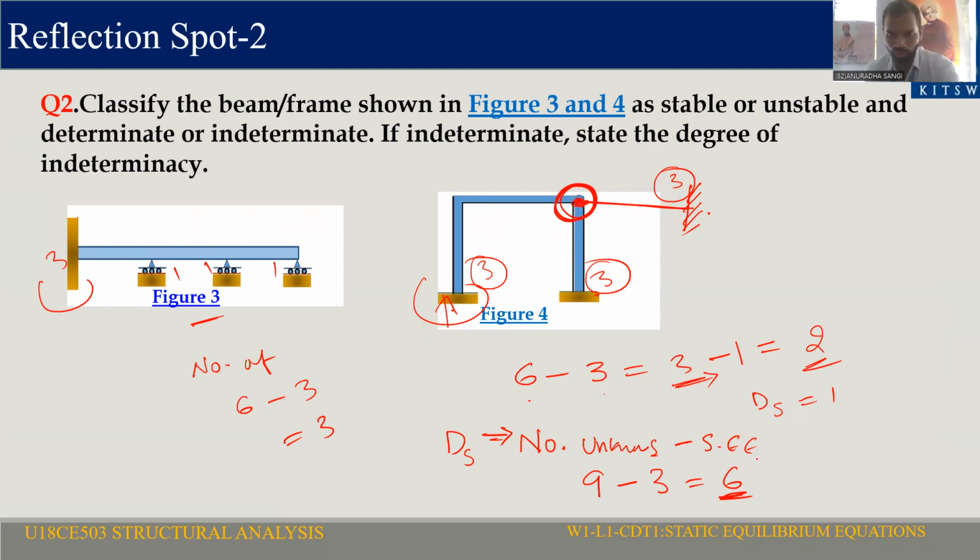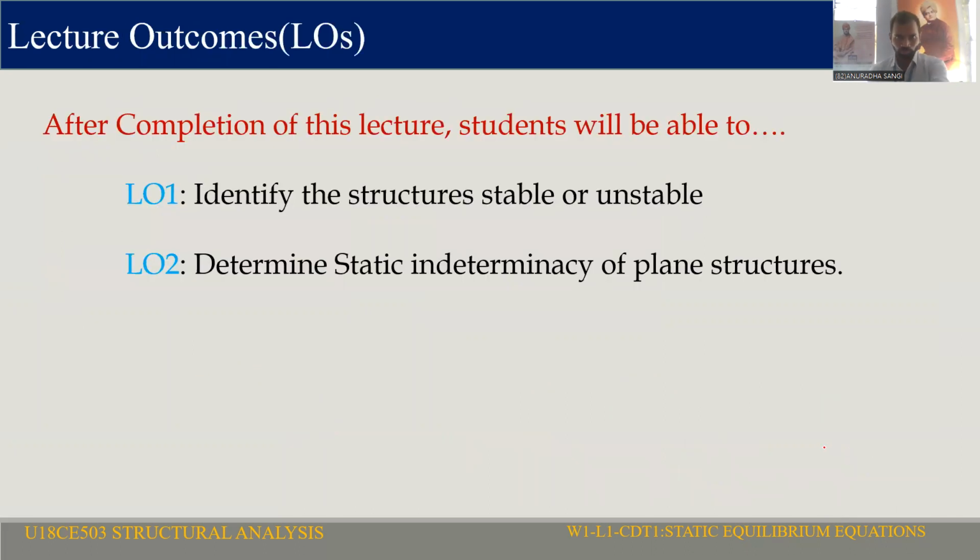For the internal hinge, we have a formula: we need to deduct the number of members meeting at the joint minus 1 from the static indeterminacy, where n is the number of members meeting at the joint. In this case, 1, 2, 3, so 3 members are meeting and n is equal to 3. So 6 minus (3 minus 1), that is 2. That is, the degree of static indeterminacy is 4. Okay.